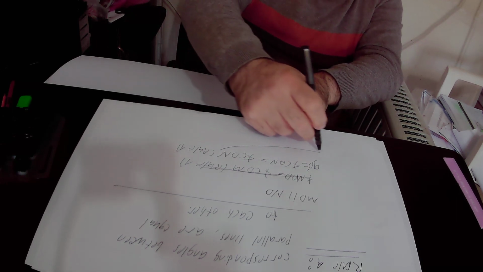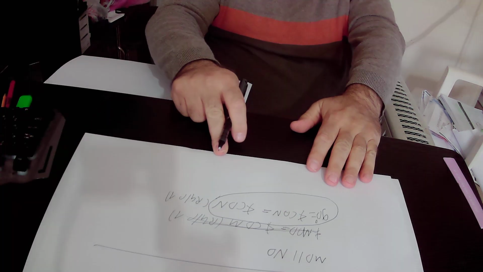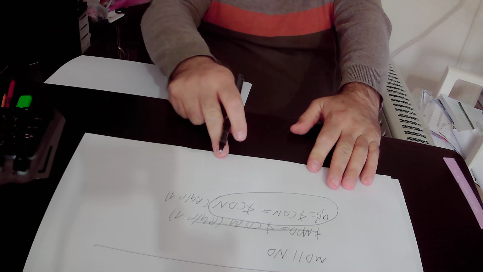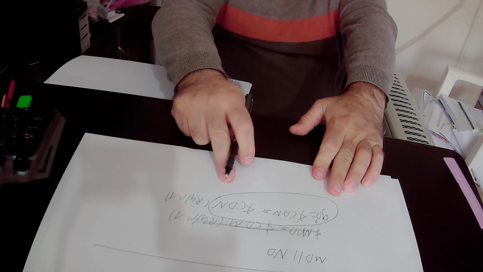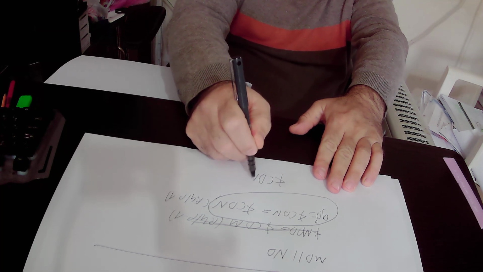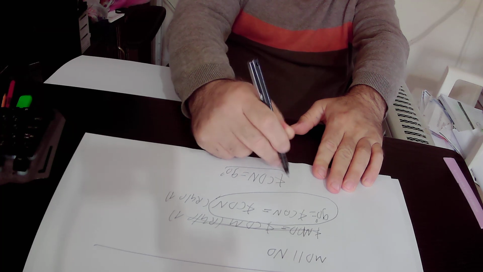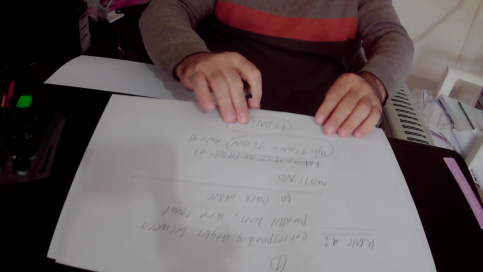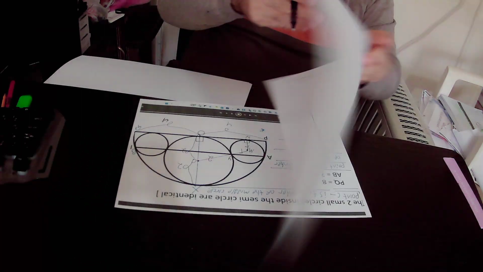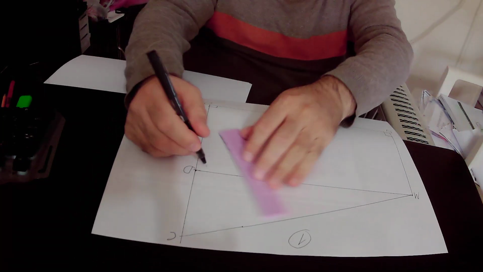And from this equality, we will conclude that angle CDN also equals 90 degrees. Okay, angle CDN equals 90 degrees. So this angle is a right angle. It equals 90 degrees.